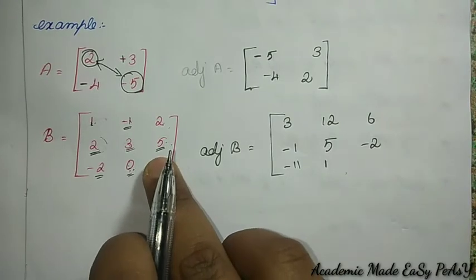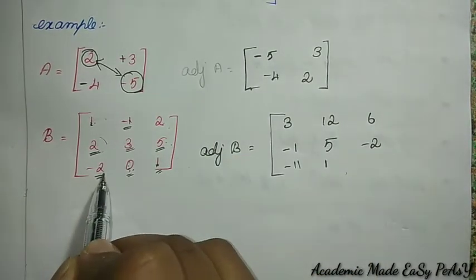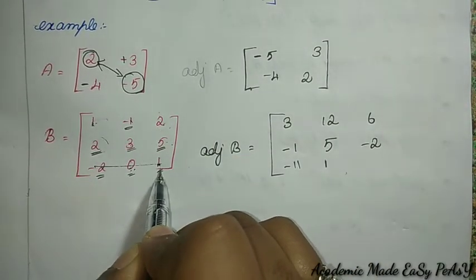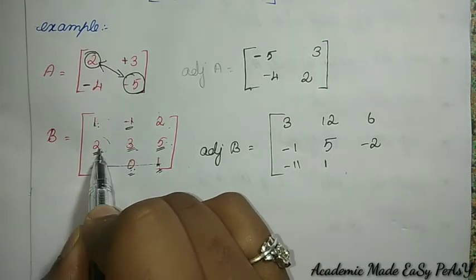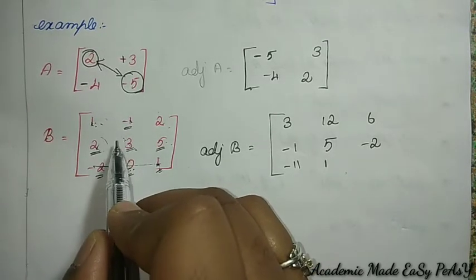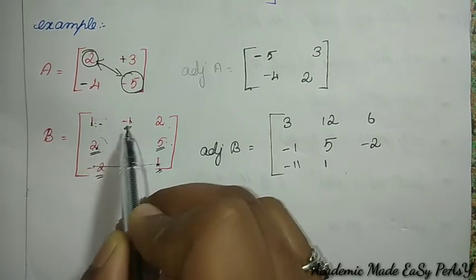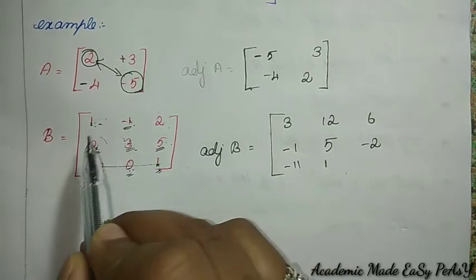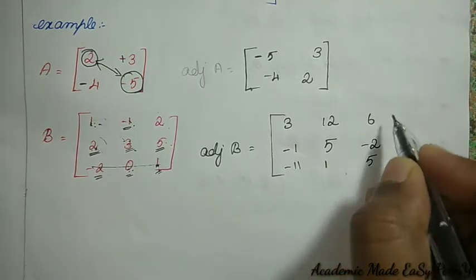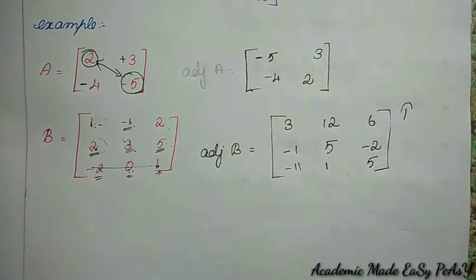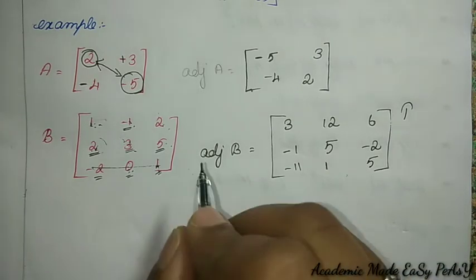Next I will be moving on to this last element. So this and this will be hidden. So 1, 3, 2, minus 1 is there. Using the X method, I will have 1 3s are 3, minus 2 minus 1 is 2. So 3 plus 2 is 5. The whole transpose of the cofactor of that is adjoint B.